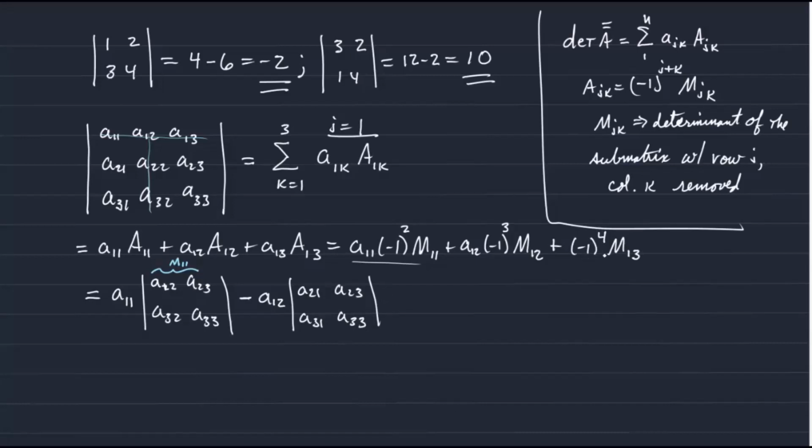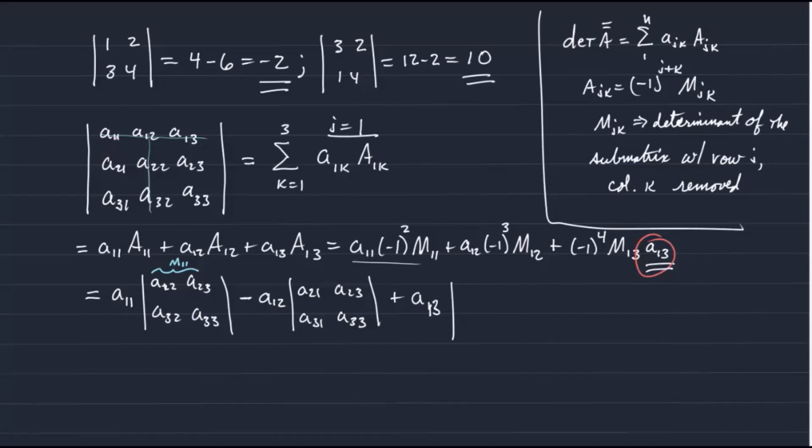And then we have minus 1 to the fourth power, which is an even power, and that gives a positive 1 times A, sorry, I forgot to write my little a13 here. Make sure we write that here. A13 times this determinant of the submatrix when we remove our first row and third column.